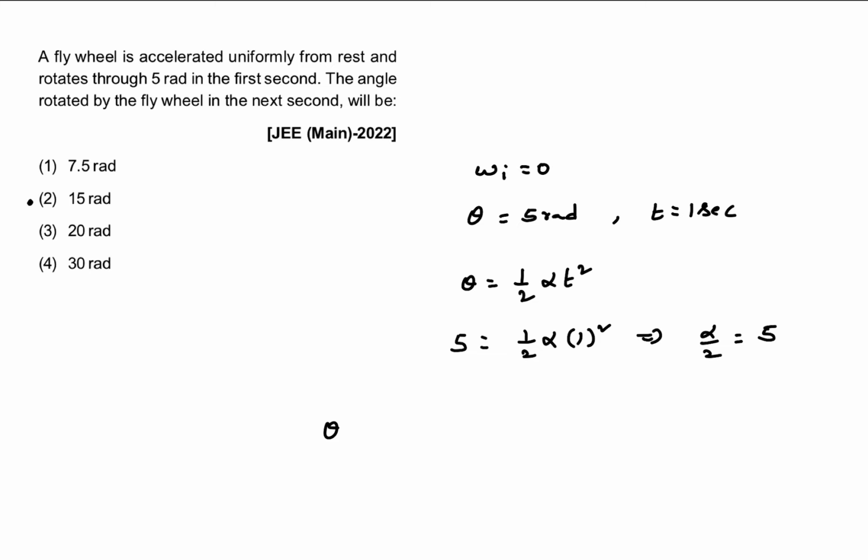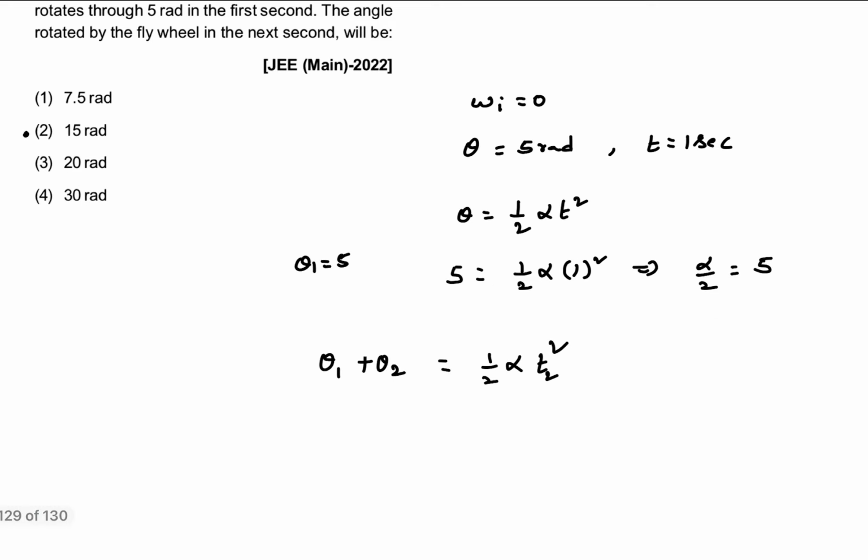Again, for the initial value I write theta 1, and I am taking theta 1 plus theta 2. Theta 1 is equal to 5. Theta 1 plus theta 2 is equal to half alpha into t2 square, where t2 square is nothing but t1 plus t2.